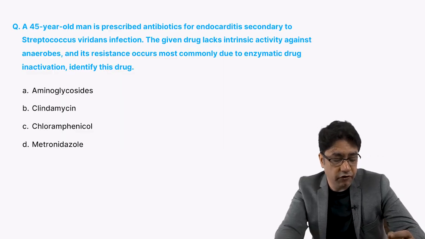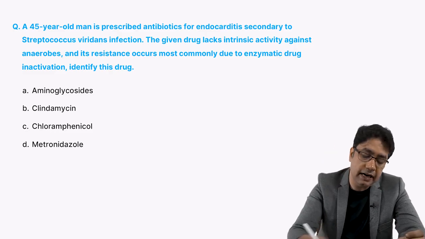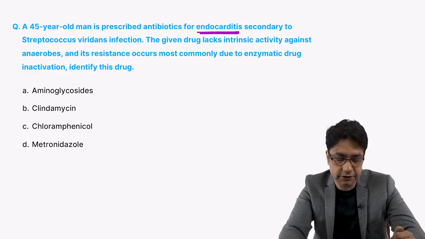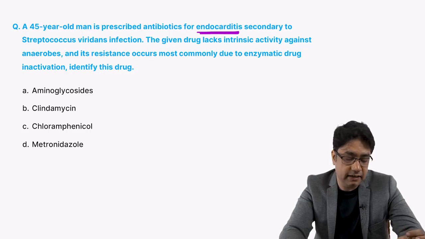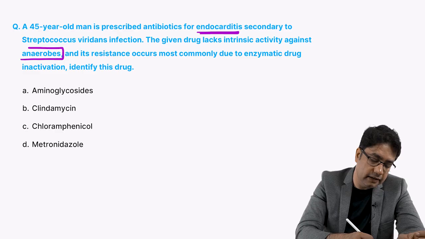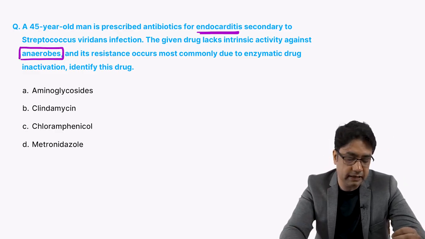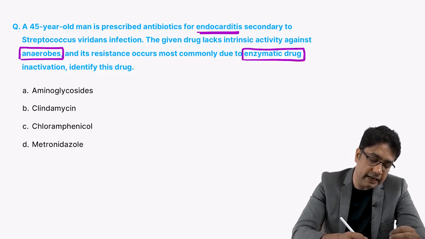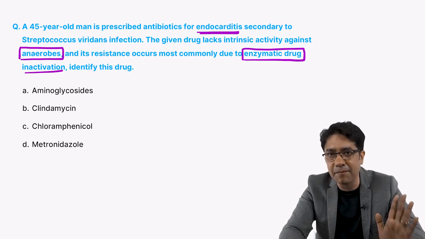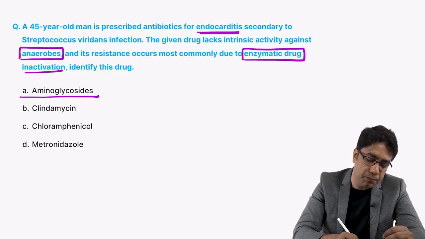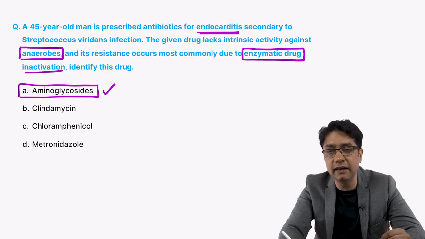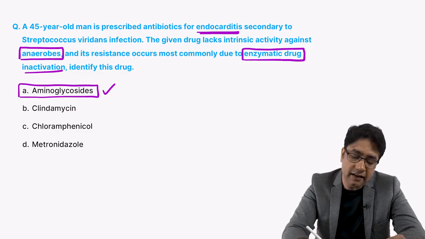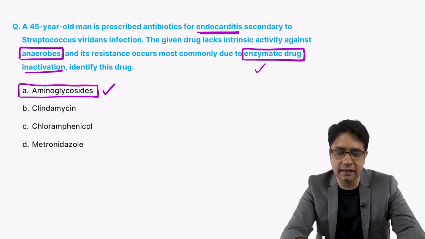Next question. A 45-year-old man is prescribed antibiotics for endocarditis secondary to streptococcus. The drug lacks intrinsic activity against anaerobes. The drug is not effective against anaerobic bacteria, and its resistance occurs because of enzymatic drug inactivation. So that drug was an aminoglycoside. Aminoglycoside needs a porin channel to enter into the bacteria, and it was given in endocarditis along with vancomycin, and resistance occurs because of enzymatic inactivation.